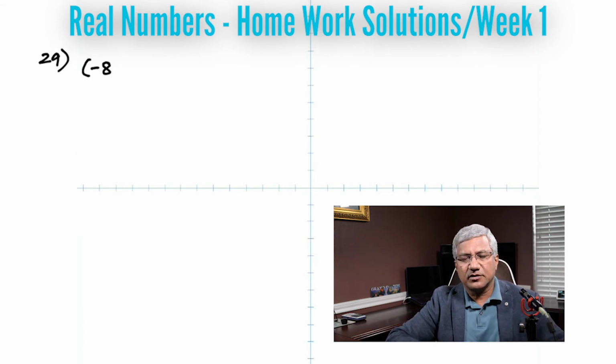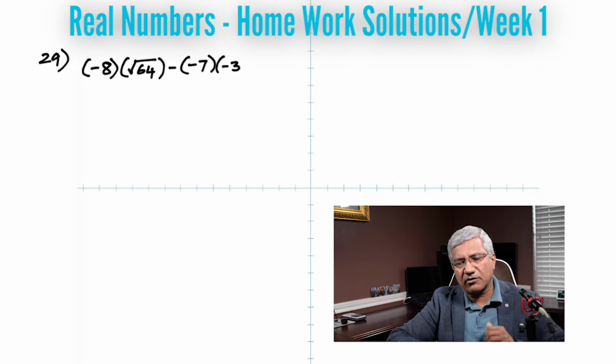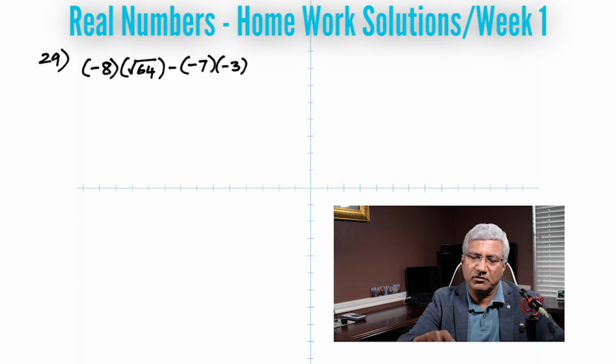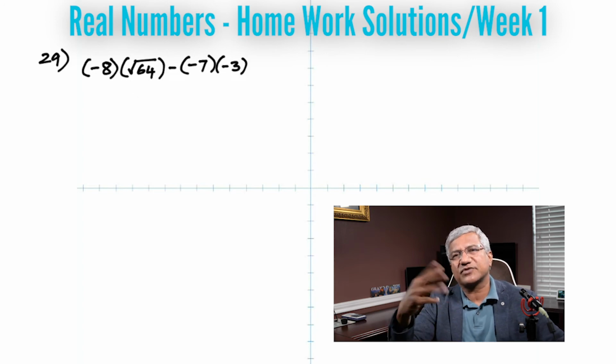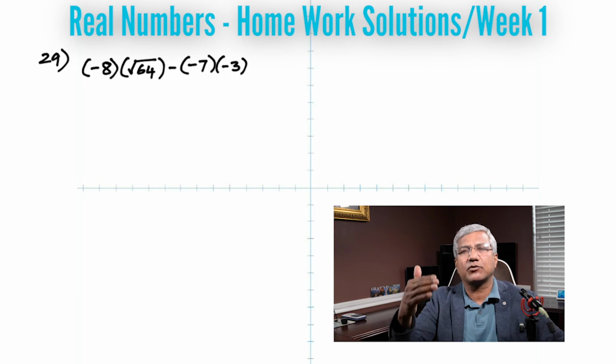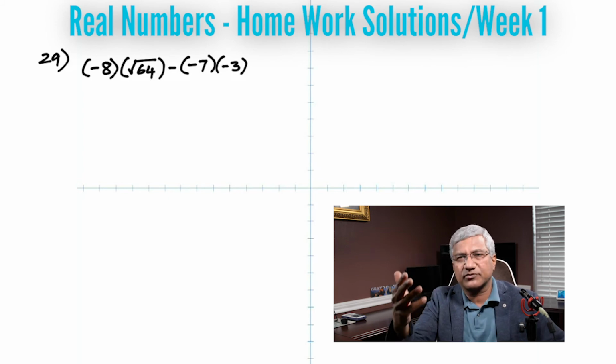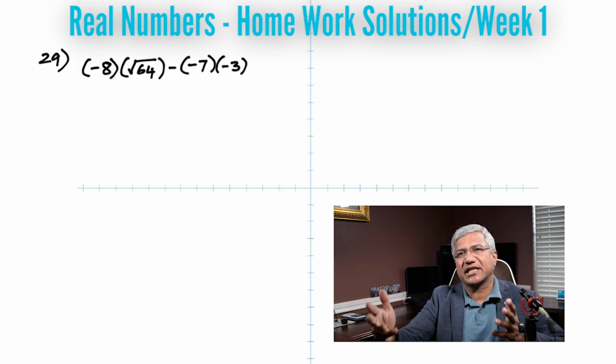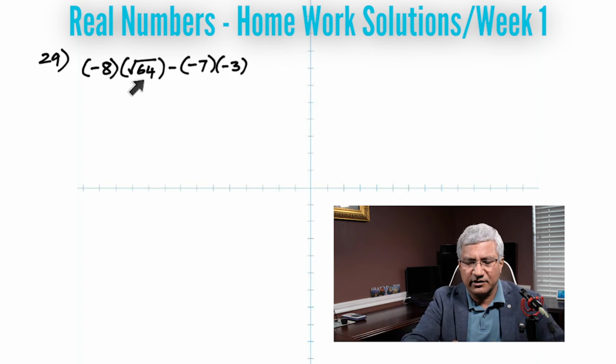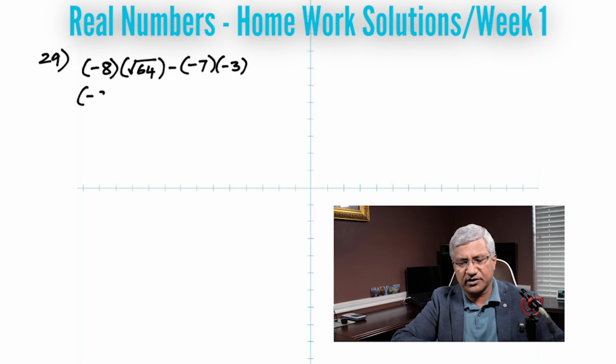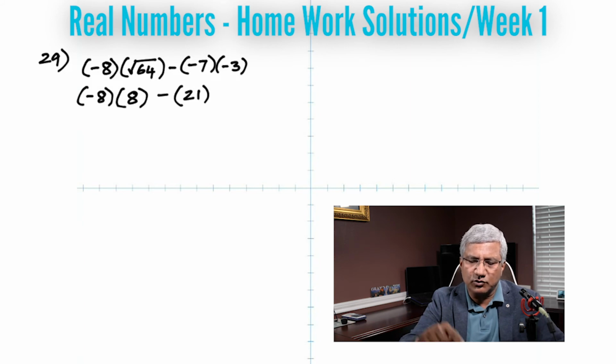29. So minus 8 times square root of 64 minus 7 times minus 3. Okay, so you have two products. You have a product here, you have a product here. But before that, isn't this an exponent? It is. Because when you say square root of 64, it's actually 64 raised to half. So you got to take the square root first because it's an exponent. So you get 8 there. Okay, so that will be the first step, minus 8, and then that's 8. And then take the product of these two.